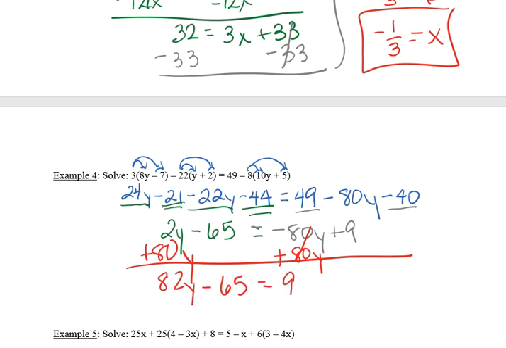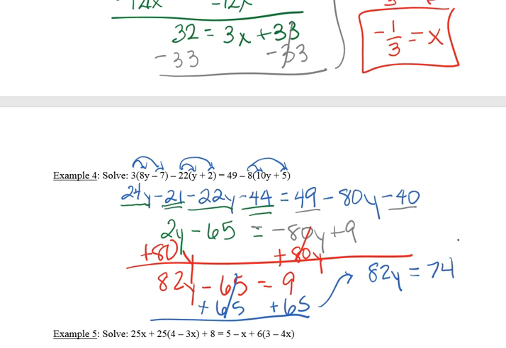I'll move my 65 by adding it. I'm going to come right here. 82y equals 65 plus 9, which is 74. Go ahead and divide both sides by 82. 74 over 82. It's not a whole number. They're both divisible by 2. That would give me 37 over 41.